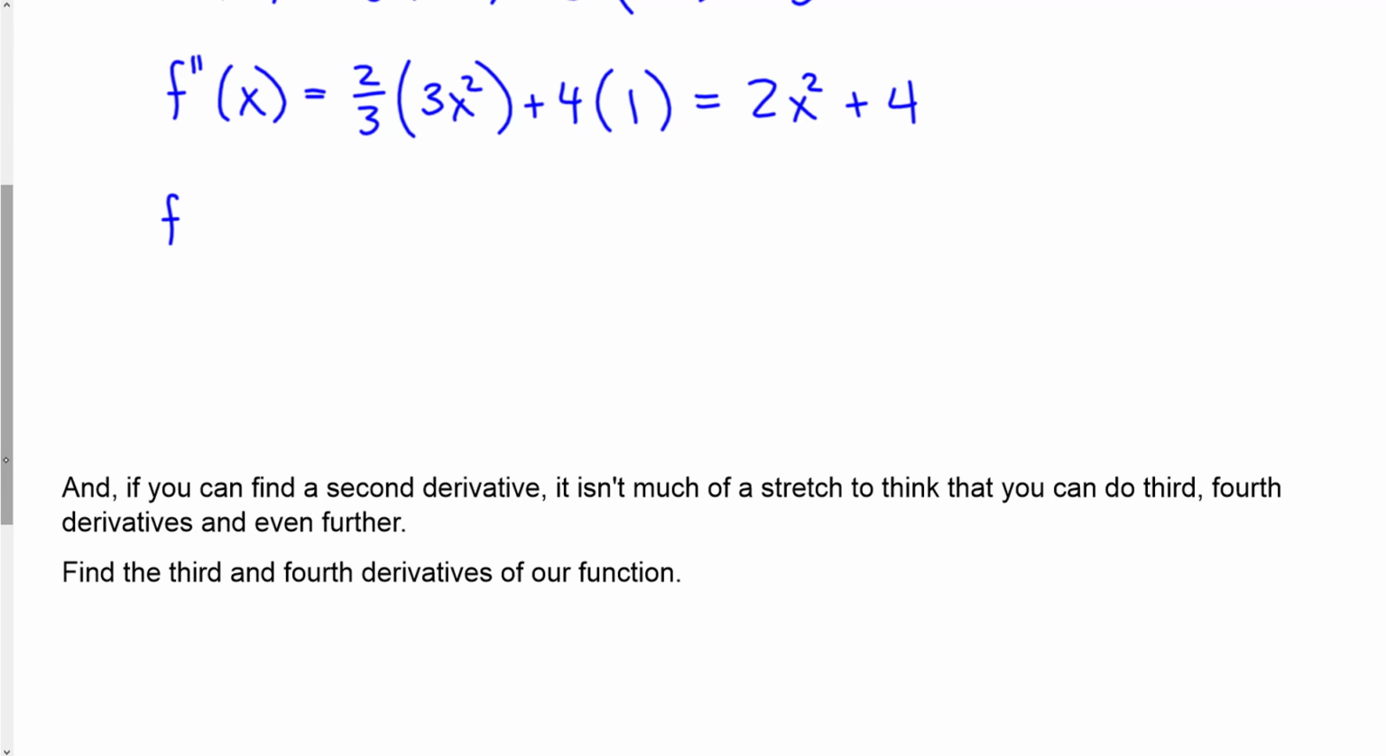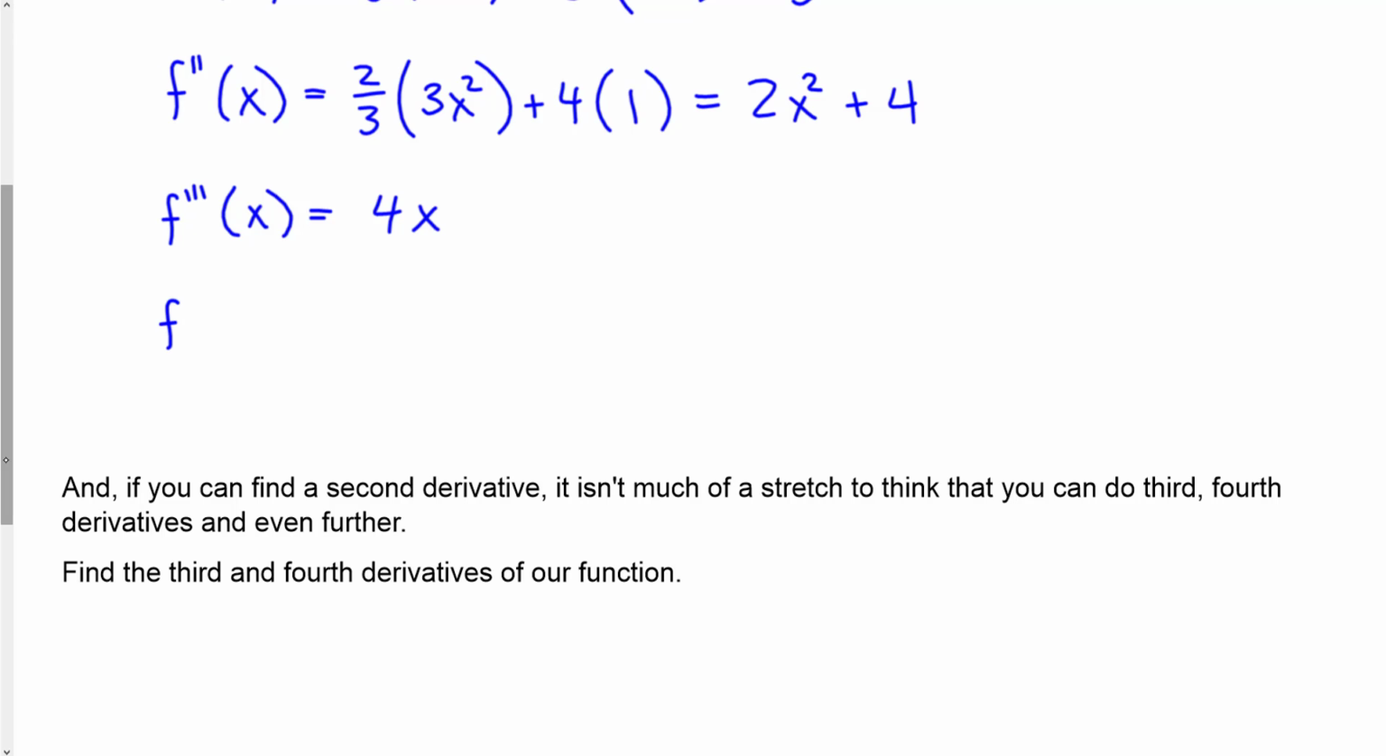The third derivative, it's not as common to do a third or fourth derivative, but there's no reason you couldn't do that. The third derivative, we use 3 prime marks. Okay, and when we find the third derivative, it would be 2 times the derivative of x squared. So bring the 2 down, multiply it against that 2, so 4x. The derivative of the constant 4 is 0. So 4x is our third derivative.